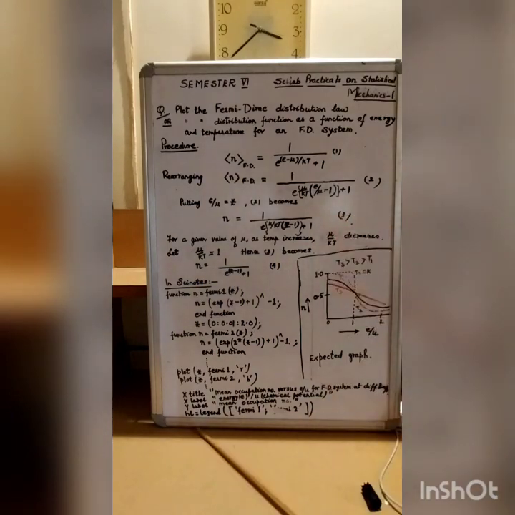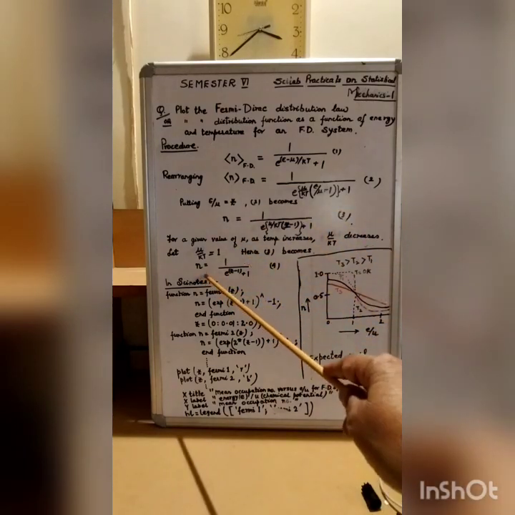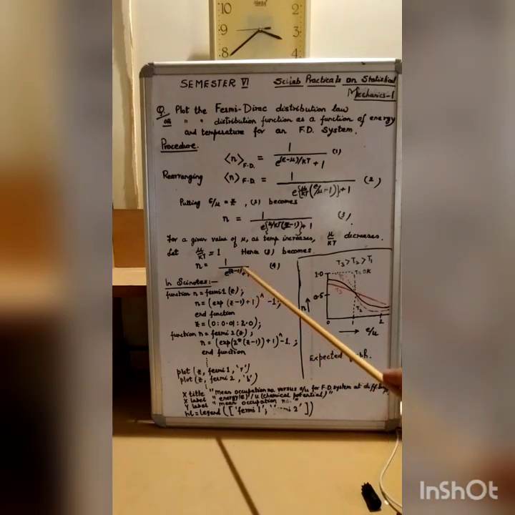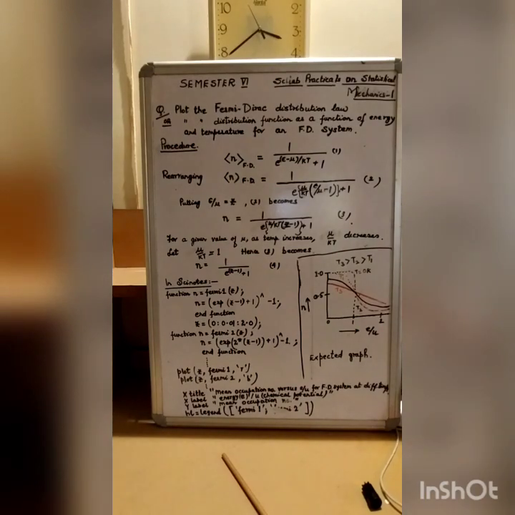Alright, now for a given value of mu, that means chemical potential, as temperature increases, mu by kT decreases. Right? Now I take the extreme case where mu by kT is equal to 1. So equation 3 becomes simply n is equal to 1 by e to the power (z minus 1), plus 1. In all these cases there is a bracket over here also.